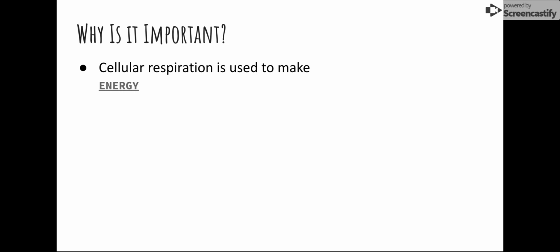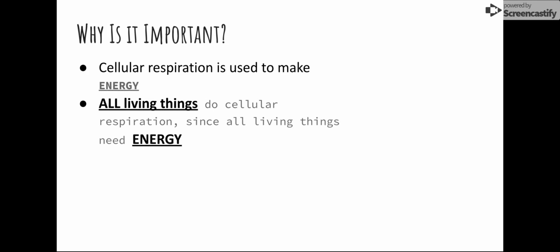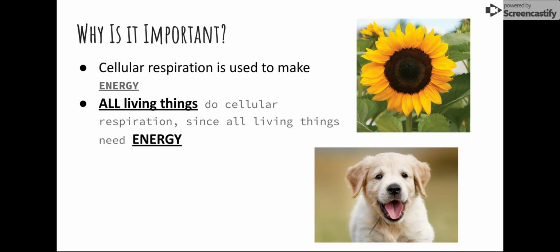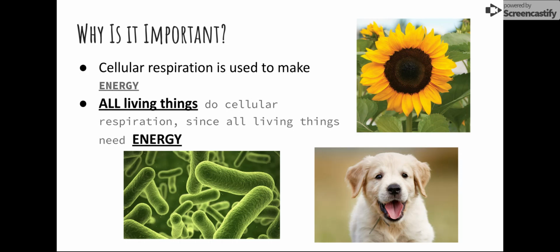Why is it important? Cellular respiration is used to make energy. All living things do cellular respiration, since all living things need energy. What kind of energy is made? Something called ATP, which we will discuss further next week.